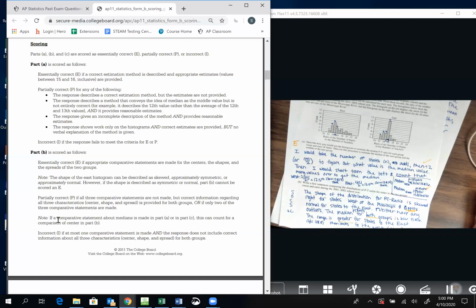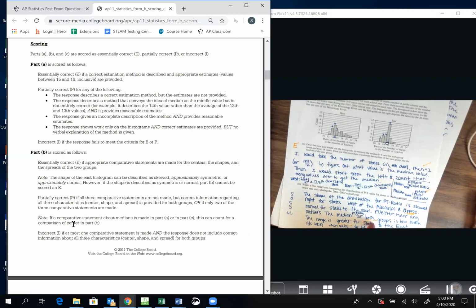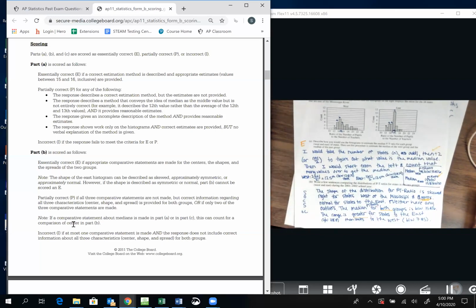Oh, this is good. If a comparative statement about medians is made in Part A or in Part C, this can count for a comparison of the center in Part B. So if up here you said both medians are this, but then you didn't compare them down here, they're giving you credit. They're also giving you credit if you said both medians are the same in Part C, which is pretty nice. So if you left that out here, they still gave you credit. I would put it here. Remember, it's better to have too much rather than not enough. I would still put it, but they're still giving you credit.